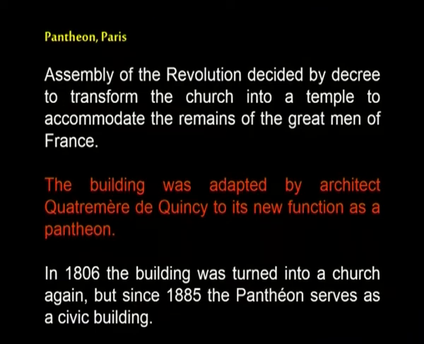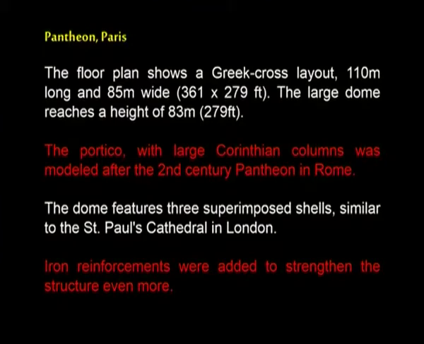First, it was built as a church, then it was changed to a place where the remains of great men of France could be accommodated. Then in 1806, the building was changed again to church, and now after 1885 it has consistently been a civic building which houses like a mausoleum for great men of France. The floor plan shows a Greek cross layout, 110 meters long by 85 meters wide.